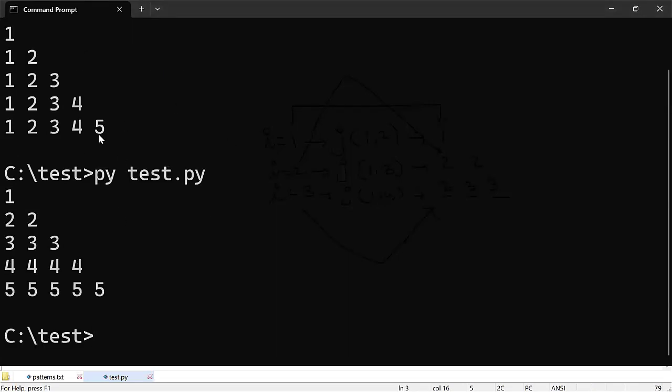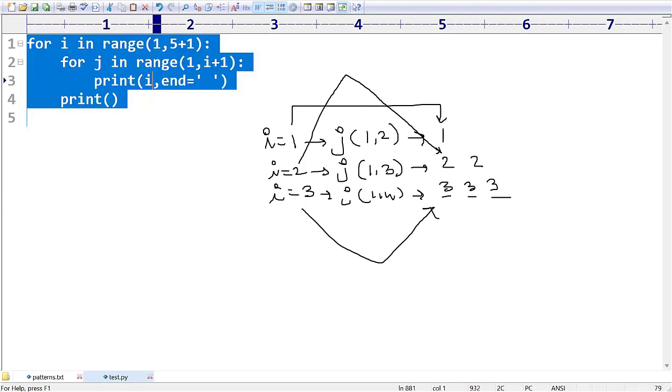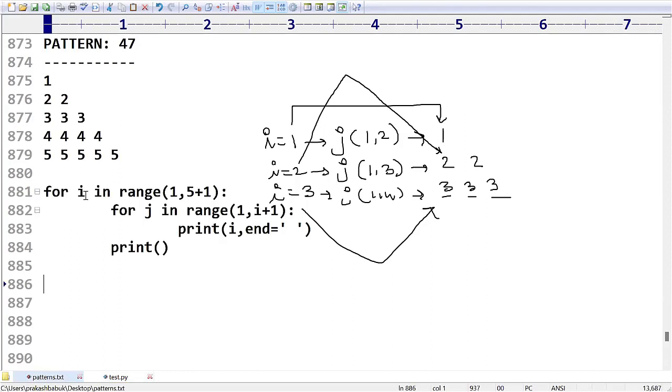Now you can see in the first row we got 1. In the second row we got 2 and 2. In the third row we have 3, 3, 3. In the fourth row we have 4, 4, 4. In the fifth row we have 5, 5, 5, like this. This is the way we can print this particular pattern, right? I think you people got a very clear idea about pattern number 47 also.